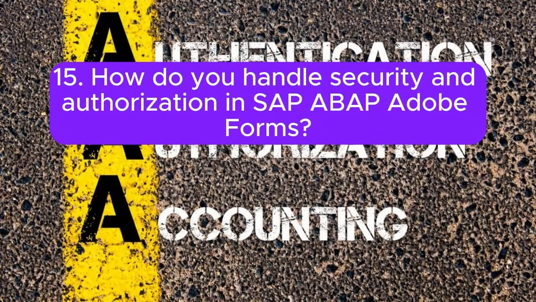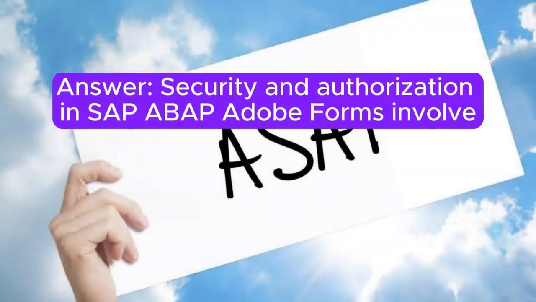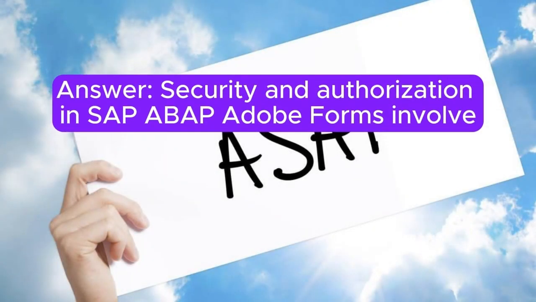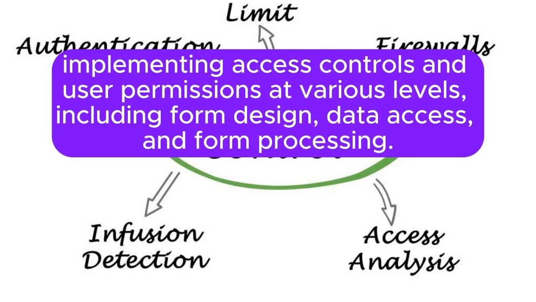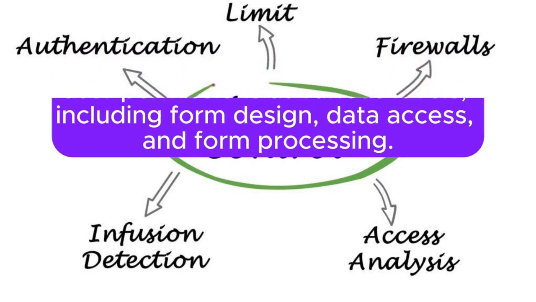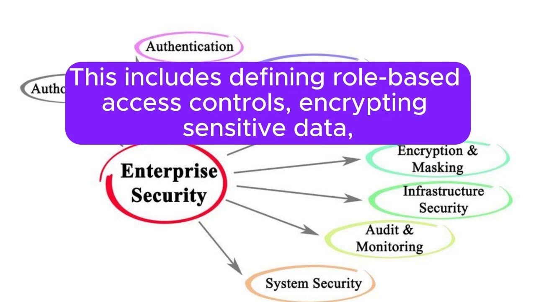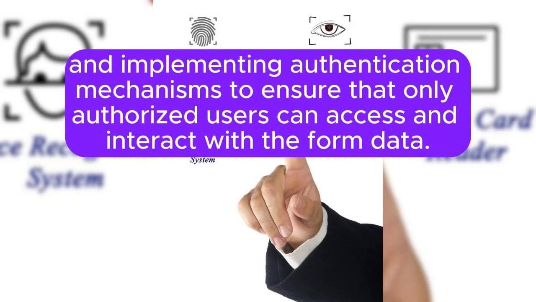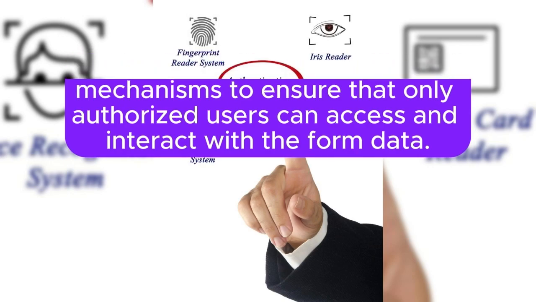15. How do you handle security and authorization in SAP ABAP Adobe Forms? Answer. Security and authorization in SAP ABAP Adobe Forms involve implementing access controls and user permissions at various levels, including form design, data access, and form processing. This includes defining role-based access controls, encrypting sensitive data, and implementing authentication mechanisms to ensure that only authorized users can access and interact with the form data.